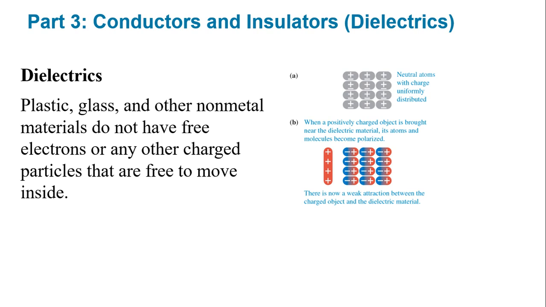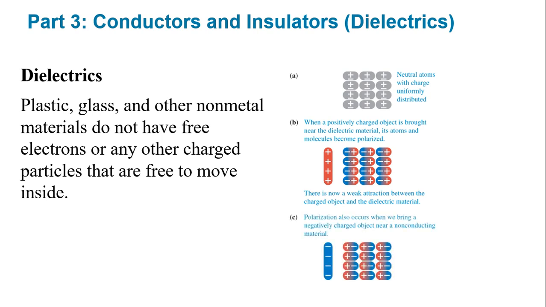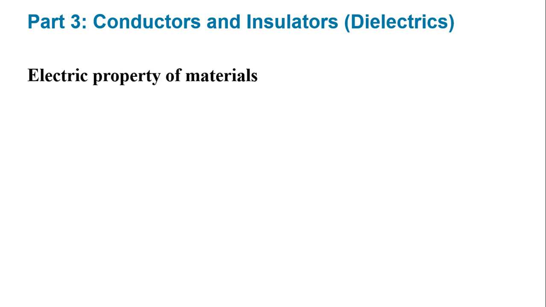There is now a weak attraction between the charged object and the dielectric material. Polarization also occurs when bringing a negatively charged object near a non-conducting material. So again, you get that polarizing effect. In a conductor, the charges are actually going to physically shift and move. In an insulator or a dielectric, they're just going to adjust, so that all the negative are on one side of each little part of it. So it doesn't actually freely move. It just adjusts itself in its own little space.